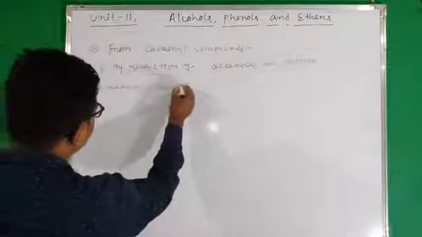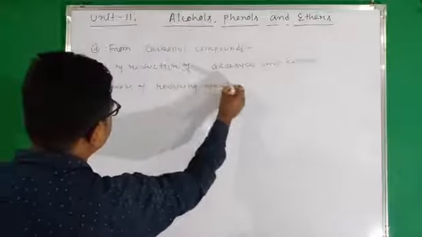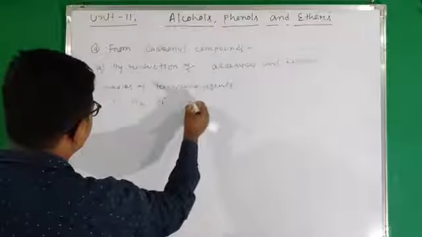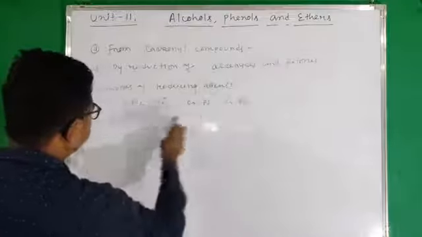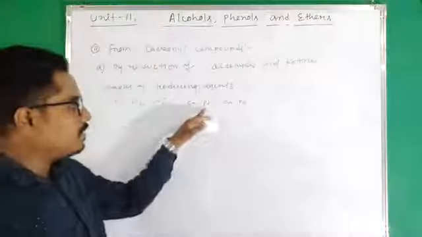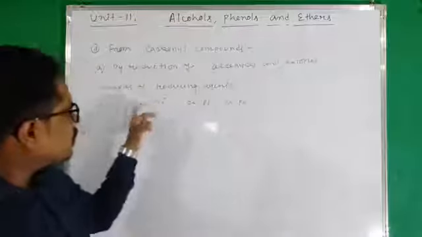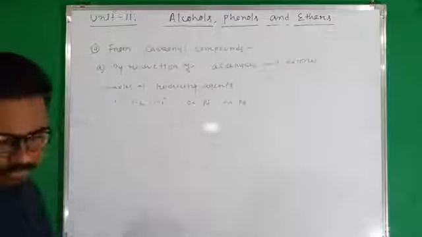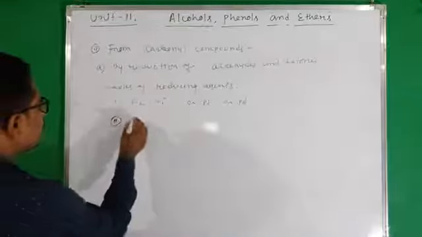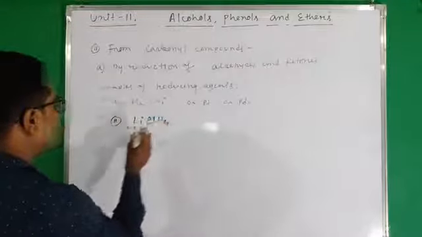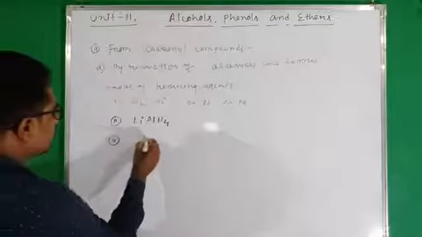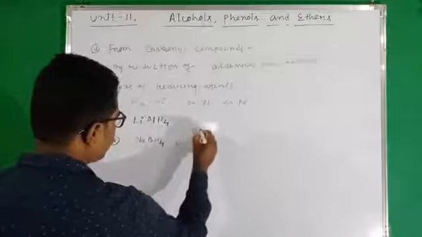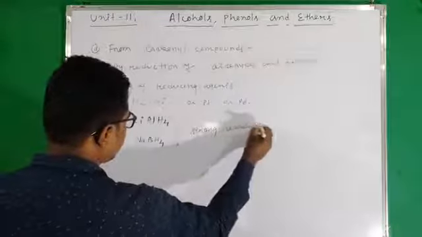Examples of reducing agents: number 1, hydrogen in presence of nickel, or platinum, or palladium. That means we will use hydrogen in presence of nickel, hydrogen in presence of platinum, or hydrogen in presence of palladium. The next one is lithium aluminium hydride, and number 3, sodium borohydride, and both of them are strong reducing agents.